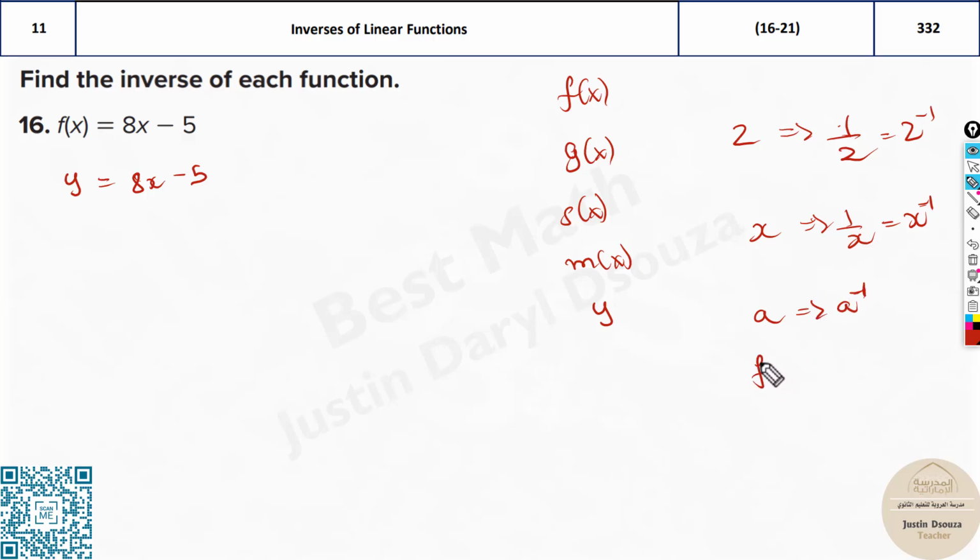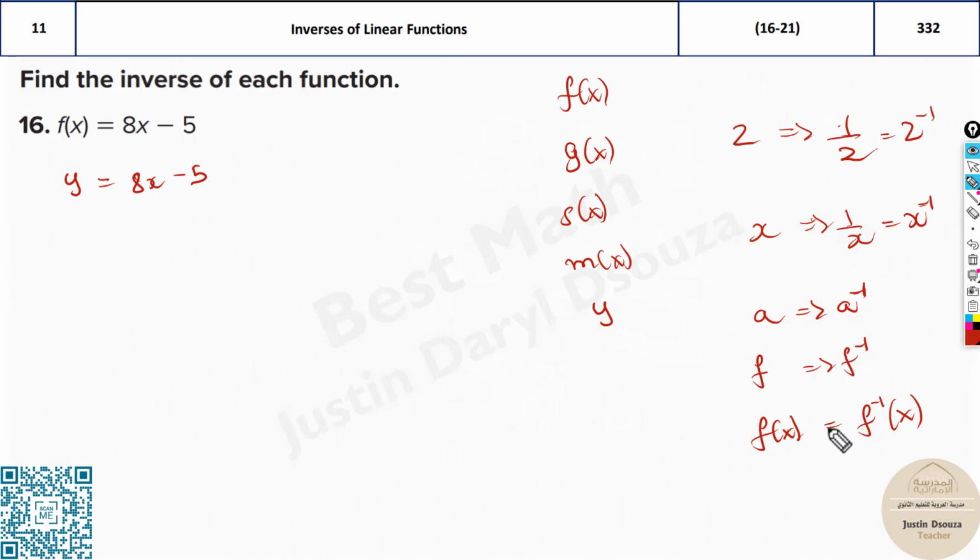Now what is the inverse of f? It is f minus 1. What is the inverse of f of x? It should be f to the power minus 1 of x. So this will have minus 1. Okay, this much is, I think, clear.